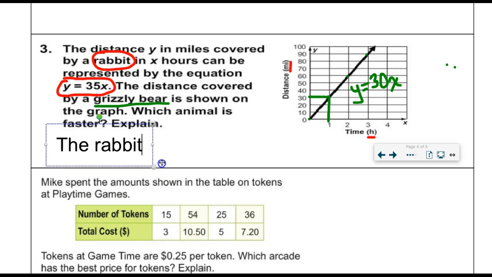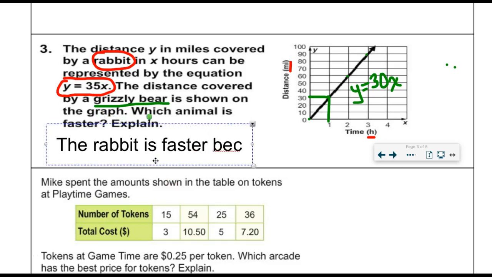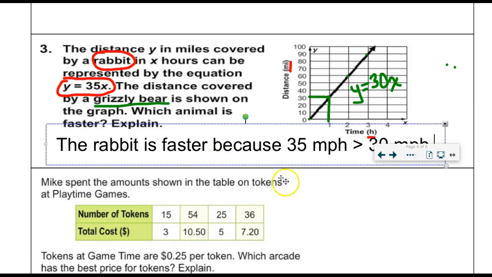Rabbit is faster because 35 miles per hour, I'm going to say, is greater than 30 miles per hour. So let me move this guy out of the way. The idea here is that the rabbit is running at 35 miles per hour, the grizzly bear is running at 30. So obviously the rabbit is faster.